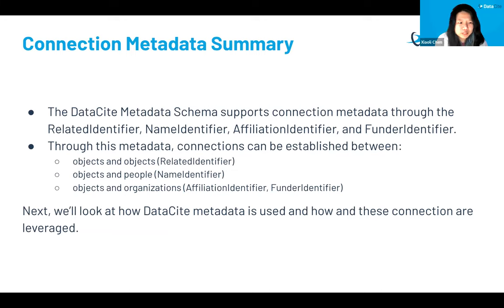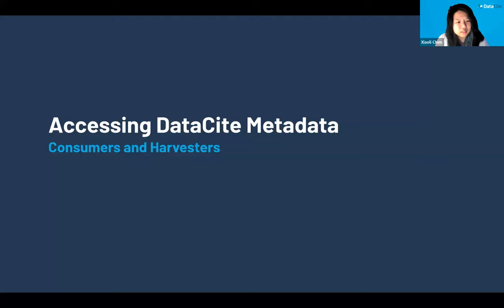So as a summary, connection metadata is supported in the DataCite metadata schema through the related identifier, the name identifier, the affiliation identifier, and funder identifier properties. Through this metadata, connections can be established between objects and objects, objects and people, and objects and organizations. So then I will hand it back to Kelly.